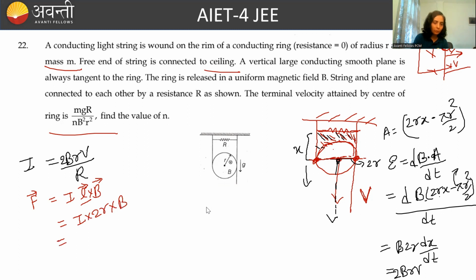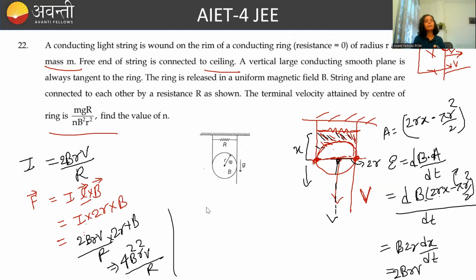And what is the value of I? 2BRV by R. So 2 into 2r, I'll write 4 here. Let me write it from the start so that we don't get confused. So 2BRV by R into 2R into B. What value are we going to get? So 4B square R square V by R. See, now this is like this.